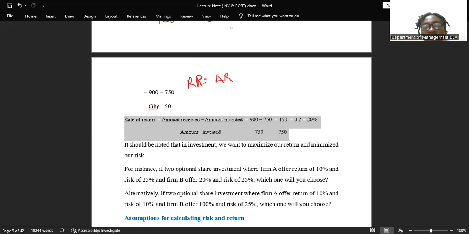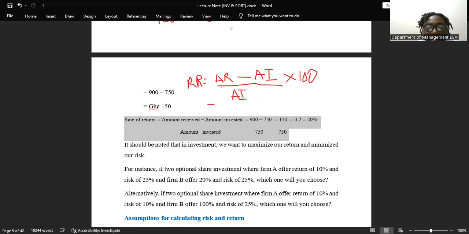It is calculated as rate of return is equal to amount received minus amount invested, all over amount invested. In finance, we don't bring times 100, but for understanding's sake, let me bring times 100.